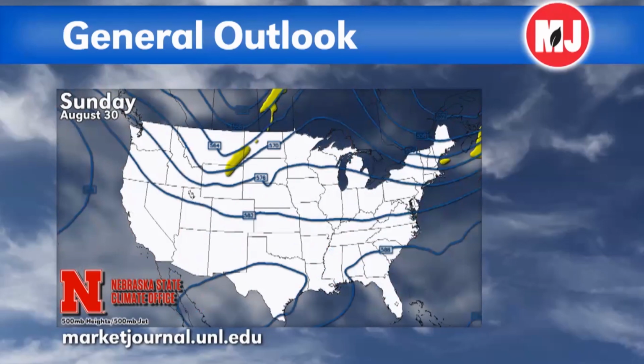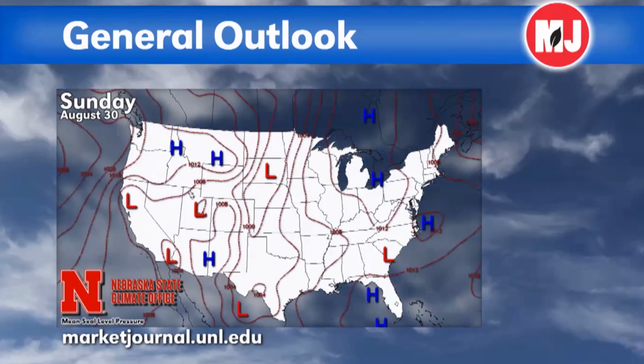But we have a trough coming in as we go into tomorrow, coming out of the northwest, and that does look like it's going to provide some ample lift across eastern Nebraska. Low pressure sets up in southeastern South Dakota. This is going to bring a pretty good shot of cool air into our region.